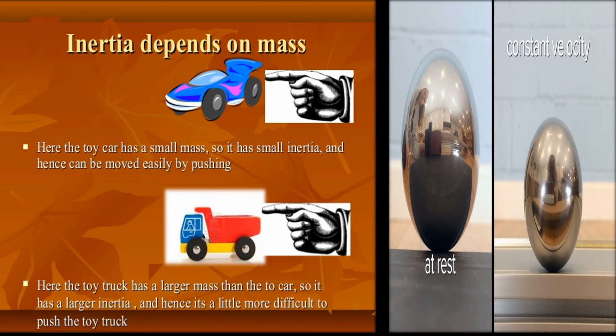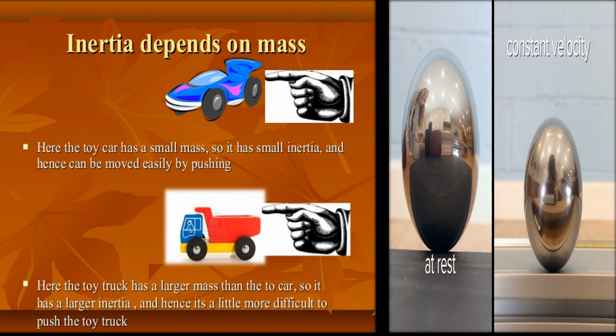Here are the examples of inertia depending on mass. As you can see in the first figure, the toy car has a small mass. So it has small inertia and hence it can be moved easily by pushing. And in the second example, you can see a toy truck. As we all know, it has a larger mass than the car, so it has a larger inertia and hence it is a little more difficult to push the toy truck.